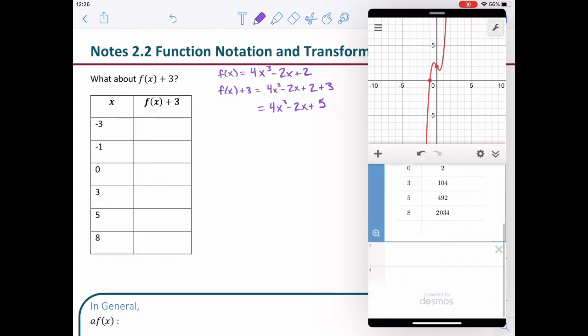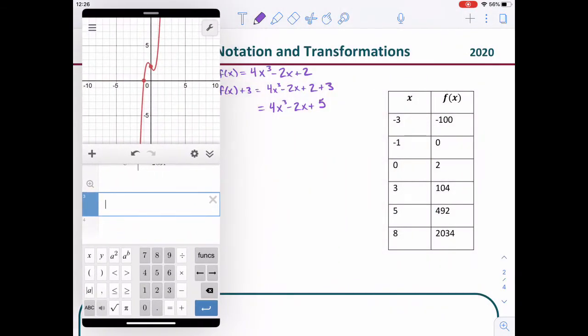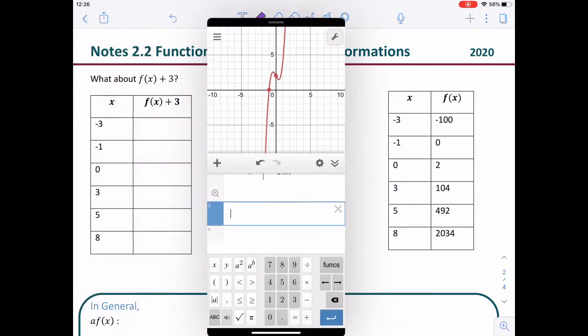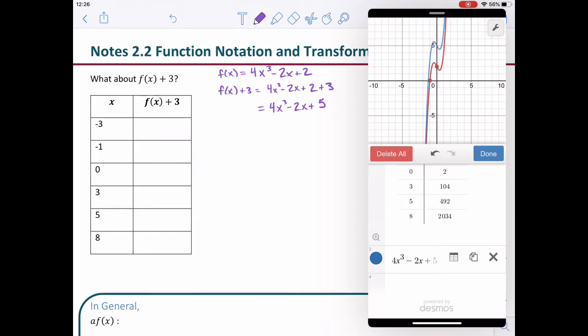So I want you to take a second and think of what do you think we're going to see if we just add 3? What's going to change? So remember, these were our original values. What do you think we're going to see in our new function values? So let's write out our new function. So we have 4x cubed minus 2x plus 5. So we can make a table again.